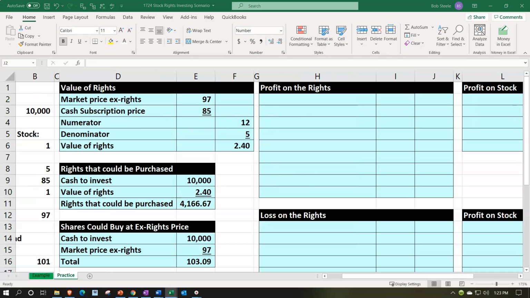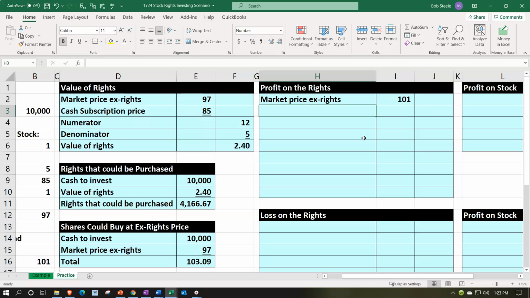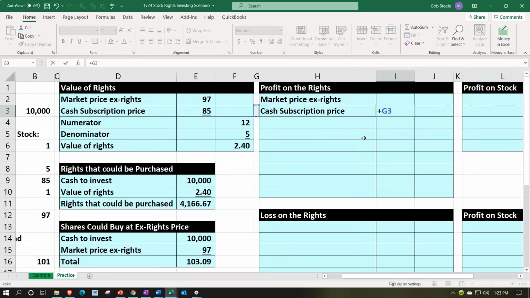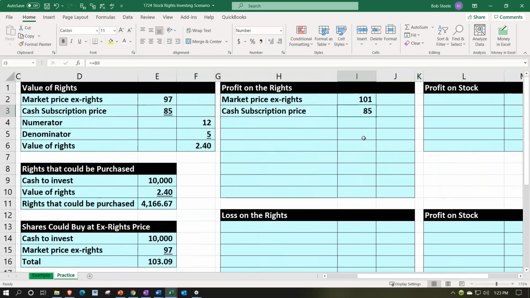So we're thinking the profit on just the rights themselves will pick up, with the 101 being the new price. We're going to compare that to the cash needed to exercise the right, which we're saying is the 85. Let's underline that by going to the font group and underline. That'll give us the numerator, the difference, which is going to be equal to the 101 minus the 85. That gives us 16.